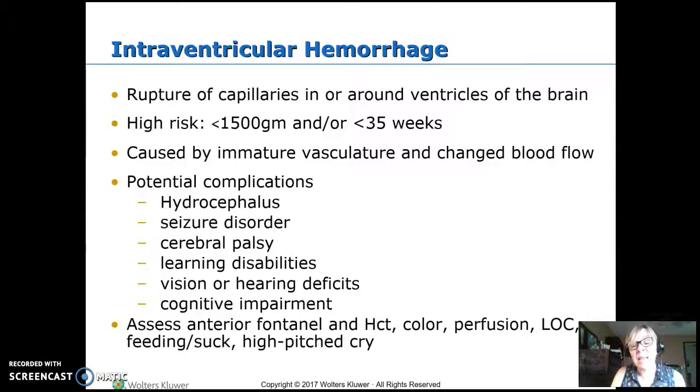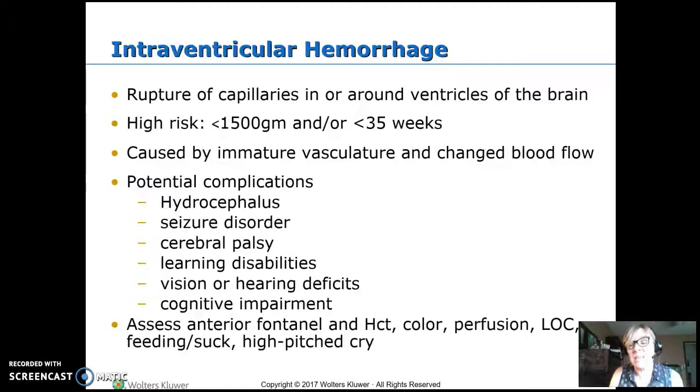We're looking at the hemoglobin and hematocrit, right? If a baby bleeds, a neonate doesn't have that much blood. So if you take a bunch of blood out of circulation, you're going to actually see a drop in the hemoglobin and hematocrit. You're going to see their color is not going to pink up. Their perfusion is not going to be good. Perfusion, capillary refill, peripheral pulses, those things.